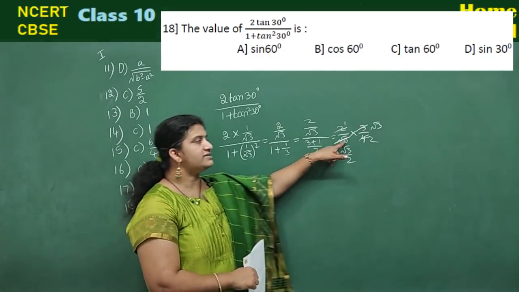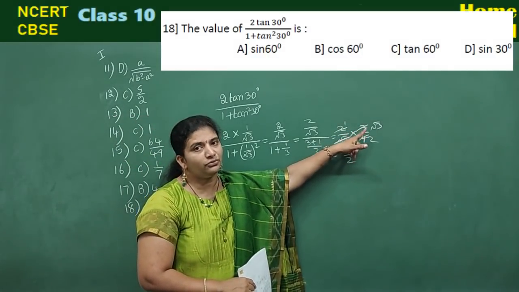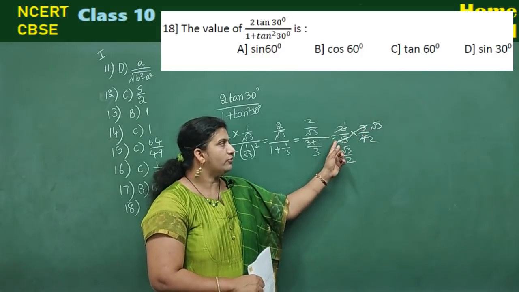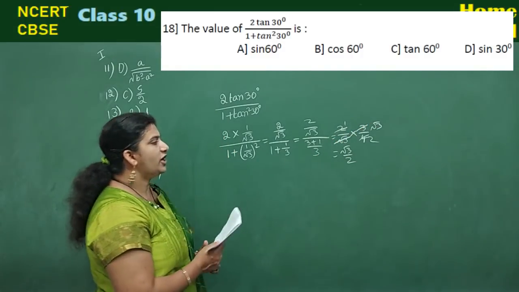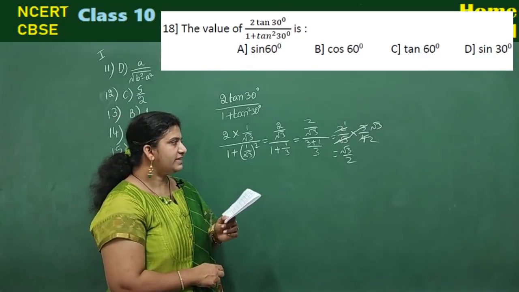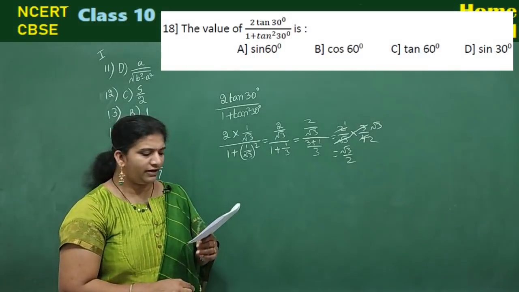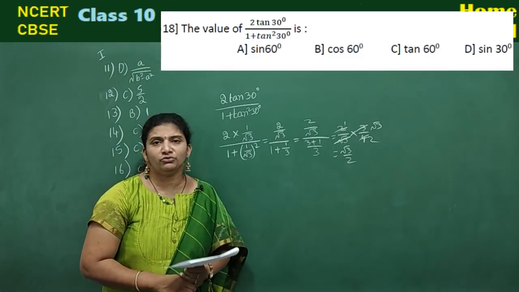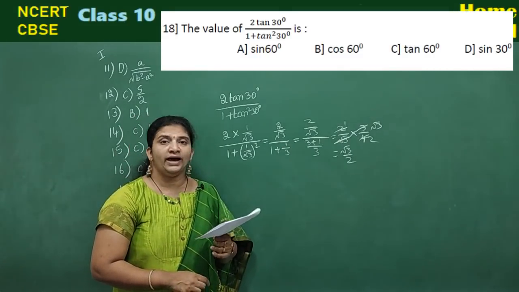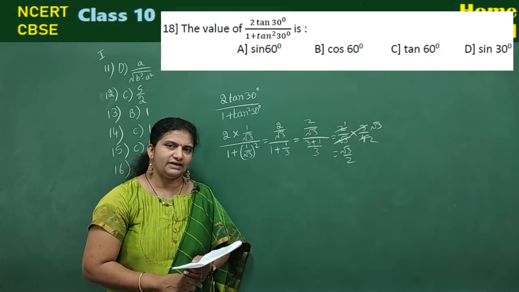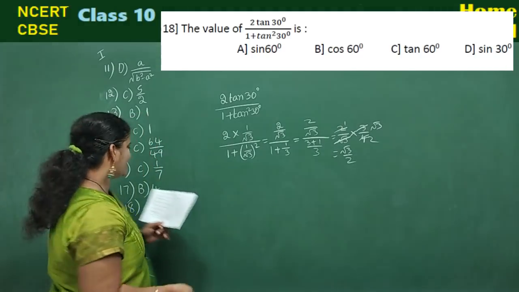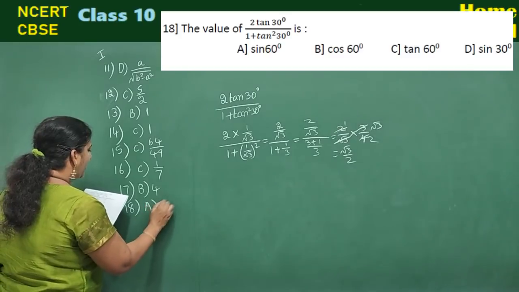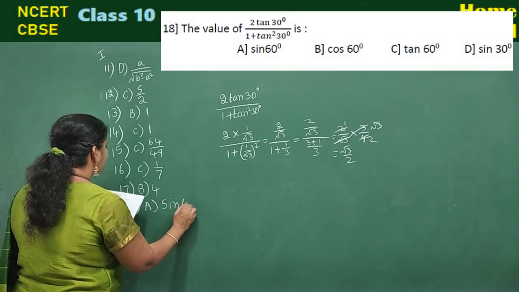How will it be cancelled, children? 3 is nothing but root 3 into root 3. So if you cancel one root 3, another root 3 will be left. Therefore, your answer is root 3 by 2. Check the answer. Do you have root 3 by 2? No, you don't have any root 3 by 2. But you have sine 60 degree. What is sine 60 degree value? Root 3 by 2. Yes, your answer is option A, sine 60 degrees.